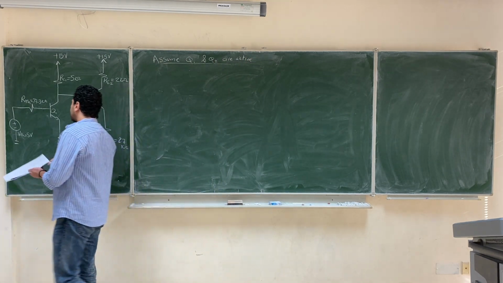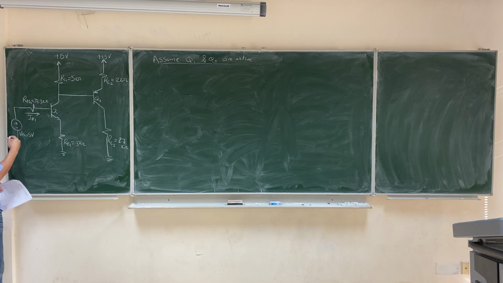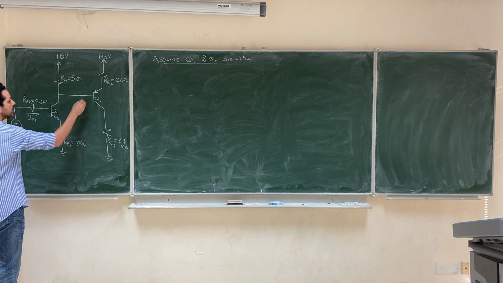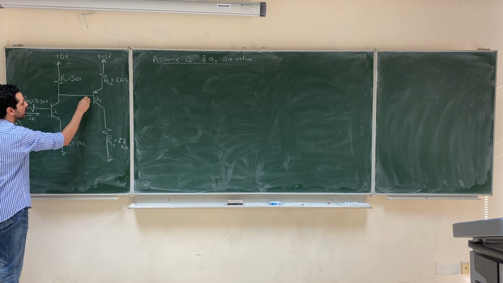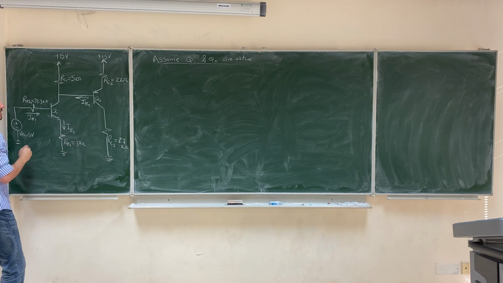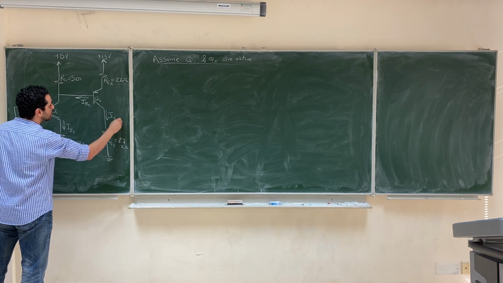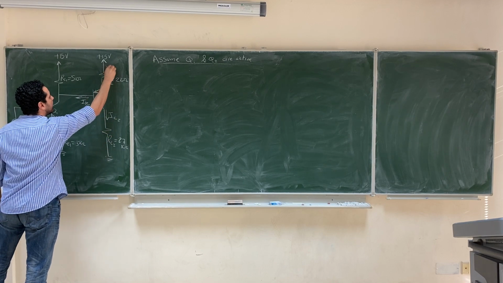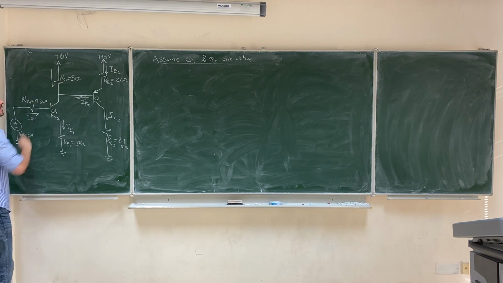In this case, this is I base 1. Since we have two transistors, we have to call everything 1 or 2. This will be I base 2. This is PNP, so I base 2 will be going outside. So this is I base 2, this is IE1, and the current here is I collector 2, and the current here will be IE2. What about the current here?